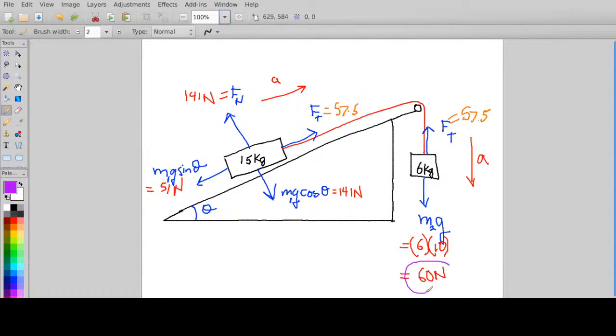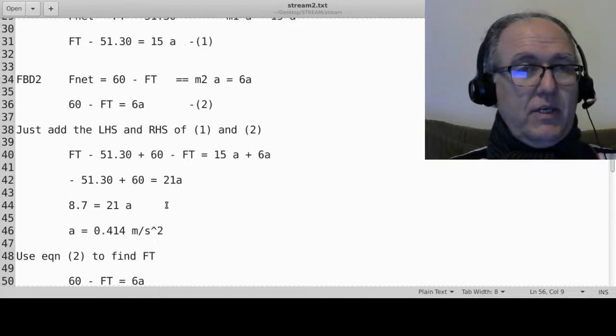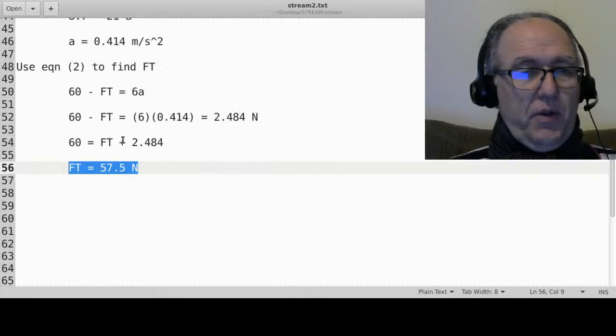And we also said that the 60 newtons has to be bigger than FT in order for this to be going down or being pulled down, okay? And so is 60 bigger than the 57.5 so that it gets pulled down? And the answer is yes. Okay, so you can see that everything is consistent. All right, great. So that answers the question and more. And so let me go up here. Oh, no, sorry, it's below here.